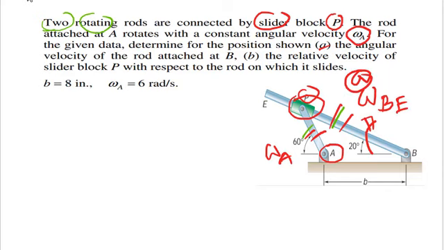And number two, the relative velocity of slider P. That is the relative velocity of P with respect to the rod on which it slides. That means which rod is it sliding on? We are looking here: on this rod BE, P is sliding. That means BP with respect to BE, right? This is what number two is asking.